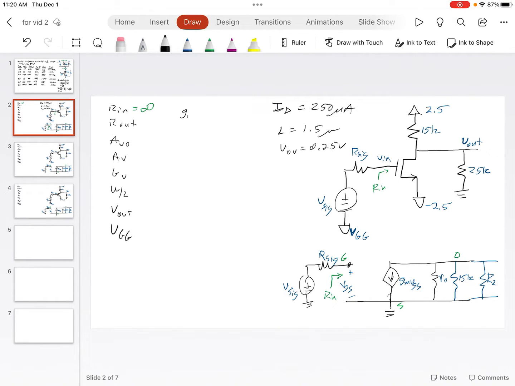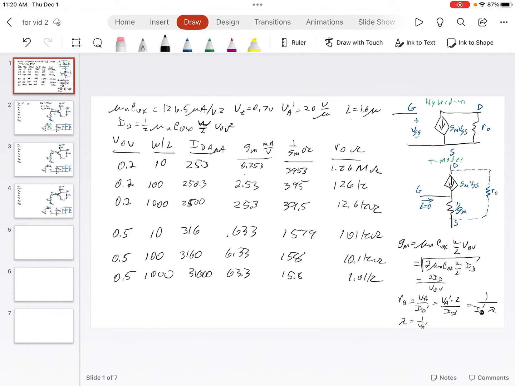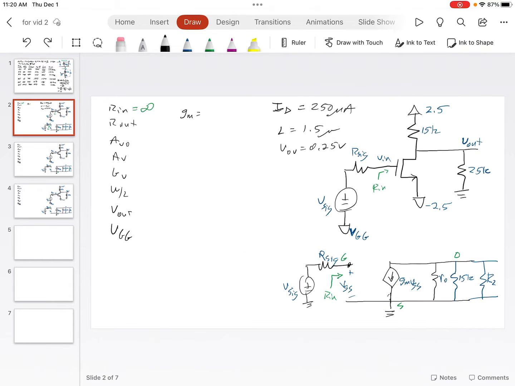So we might as well first find gm. That's just 2 times the drain current divided by V overdrive. We've got these 3 equations, and we've got ID and V overdrive, so that's the one we should use. If we put those numbers in, we've got 250 microamps times 2, so 500 microamps over the overdrive of 0.25, and that gets us a value of gm of 2 milliamps per volt.